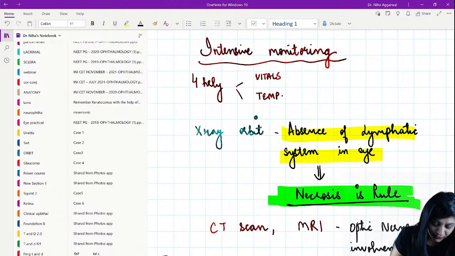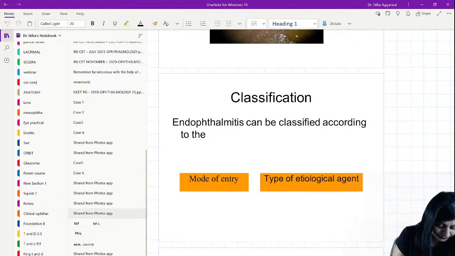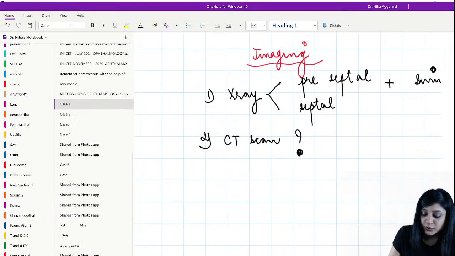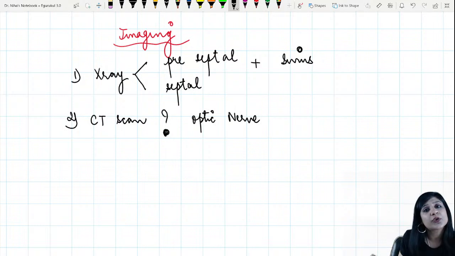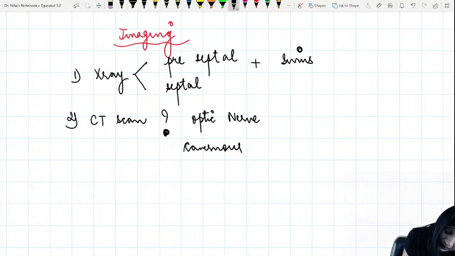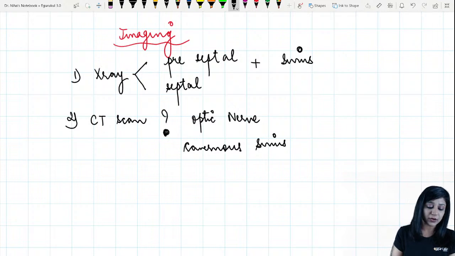So basically, why do I want to do the CT scan? I want to do the CT scan because I am interested in looking at whether the optic nerve is involved or not, and whether the cavernous sinus is involved or not. That is the reason I am interested in doing the CT scan.